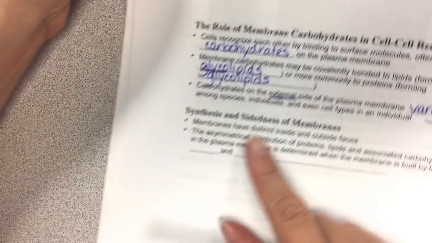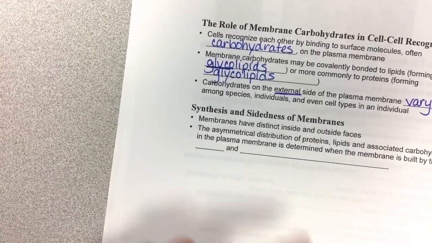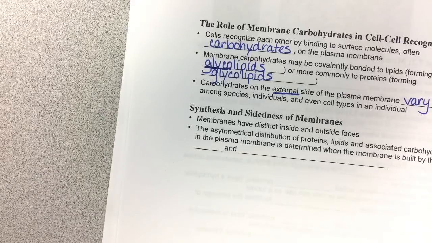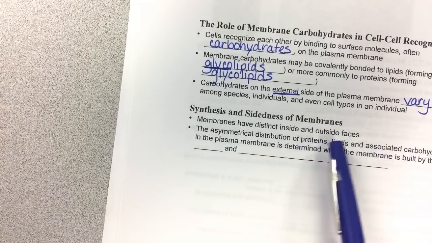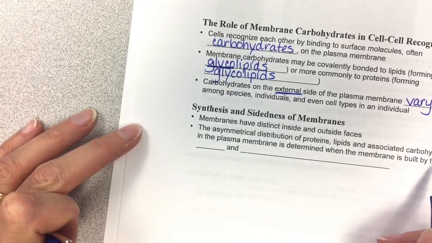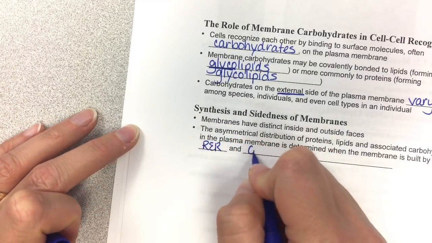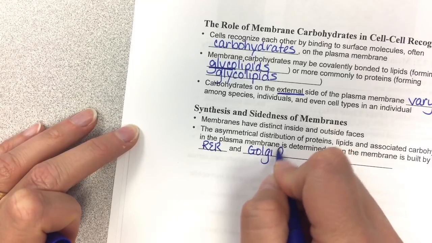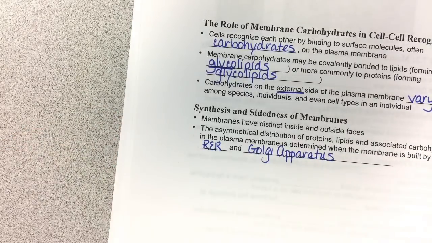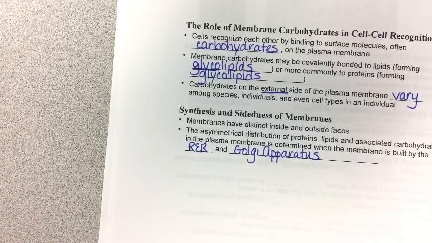So let's talk about membranes in general, how they're made and the sidedness of them. Membranes have distinct inside and outside faces. This asymmetrical distribution of proteins, lipids, and carbohydrates, the three major parts of the cell membrane, is determined when the membrane is built by the rough ER and the Golgi apparatus. So remember back with the endomembrane system, and how the transport vesicles fuse with the cell membrane and help to build membrane.